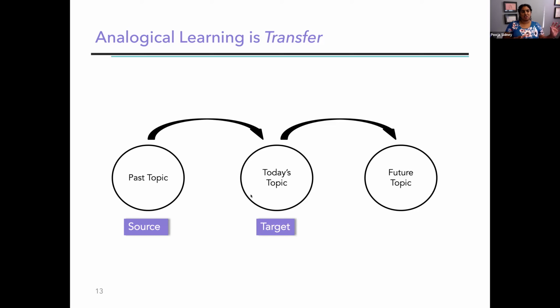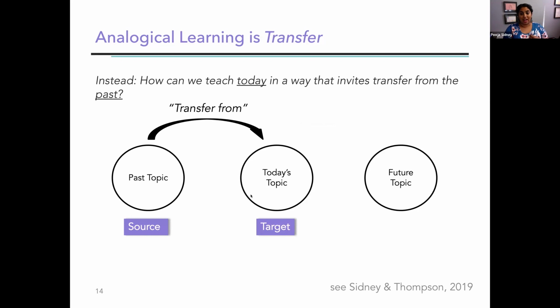So instead of asking the question of how do we teach today to help children develop deep conceptual knowledge that's abstract enough to transfer to something tomorrow, I want to ask during today's lesson, how do we invite analogical transfer from the past? Children have so much prior knowledge, but I don't think we quite know enough about how to leverage it.